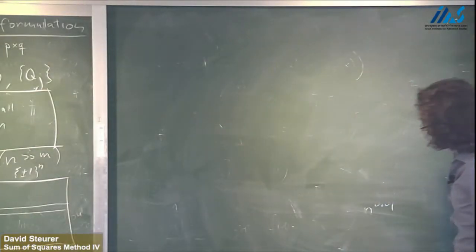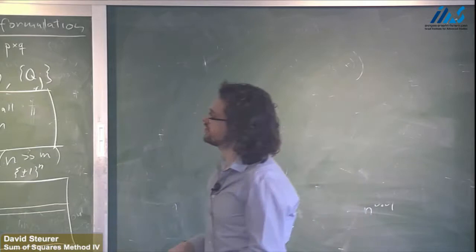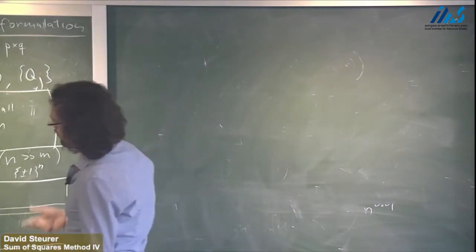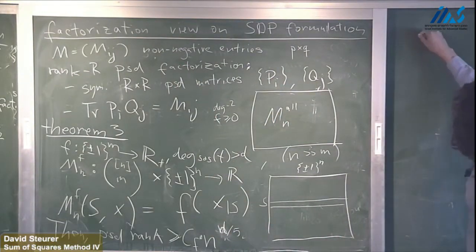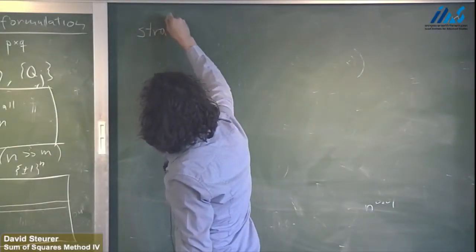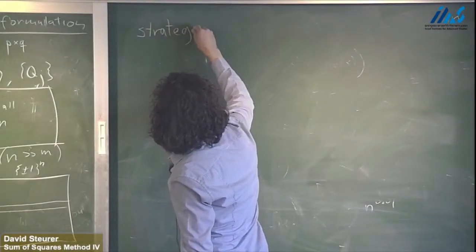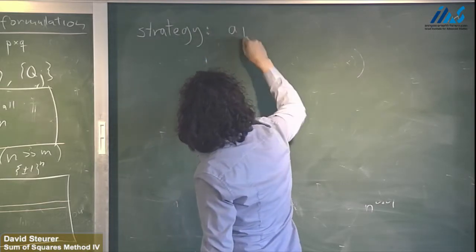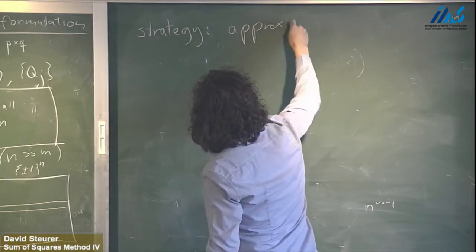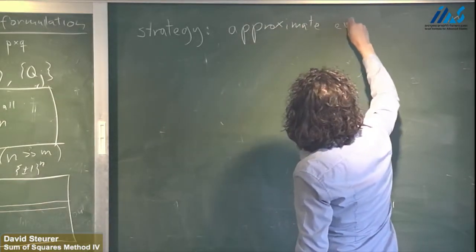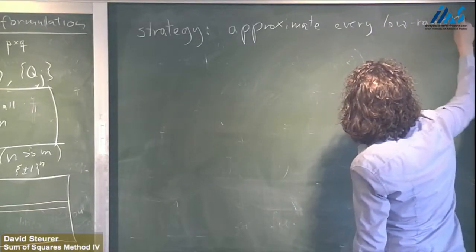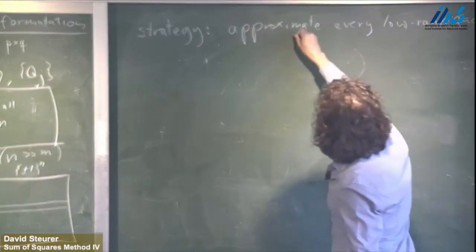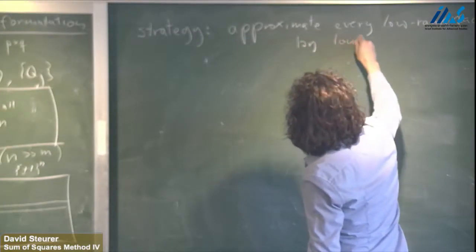Okay, and so now we were able to rule out certain kinds of factorizations, but what we wanted was to rule out all low rank factorizations. Now there is an obvious strategy that is informed by this observation, and the strategy is just to try to approximate every low rank factorization by a low degree factorization, exactly.